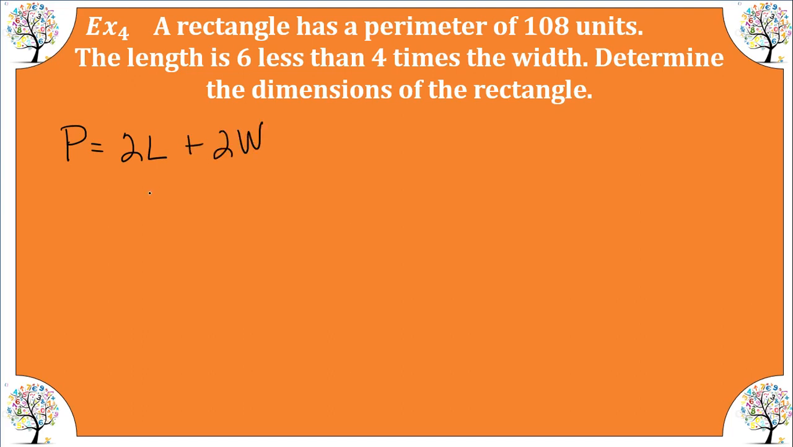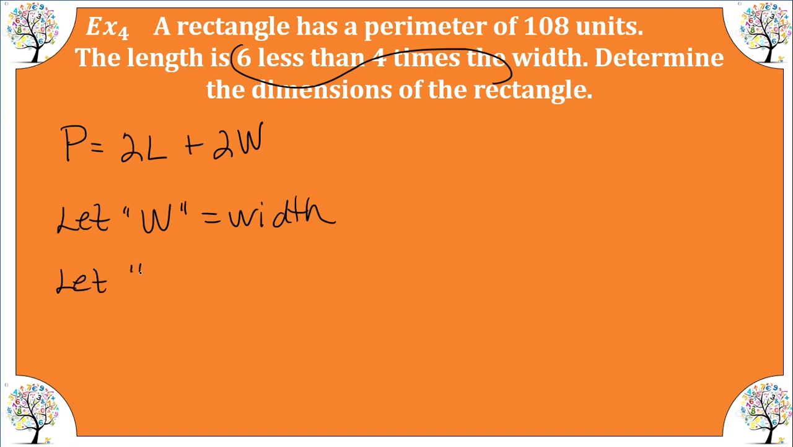Now we need to establish we're either going to use an L or a W. Again, we can only use one type of variable. So we know something about the length. The length is 6 less than 4 times the width. So we know nothing about the width. So let W equal width. Now we're going to take this W to express the length. So we're going to use W, 6 less than, that is a flip-flop, 4 times the width. So that's going to be 4W minus 6 is going to be the length.